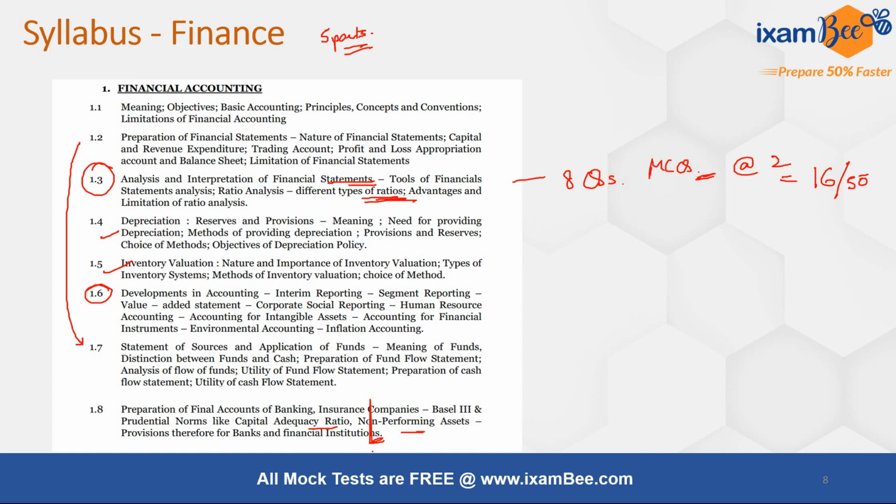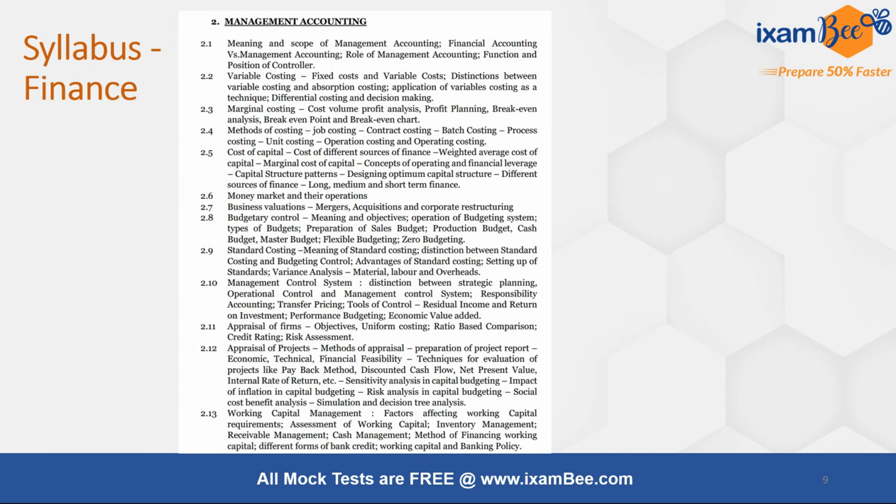So financial accounting, out of all the parts, is one of the major chunks that you have to prepare. The next part is management accounting, which relates to all the decision-making aspects of accounting, how different accounting and financial information are used for various decision making by the management of a company.